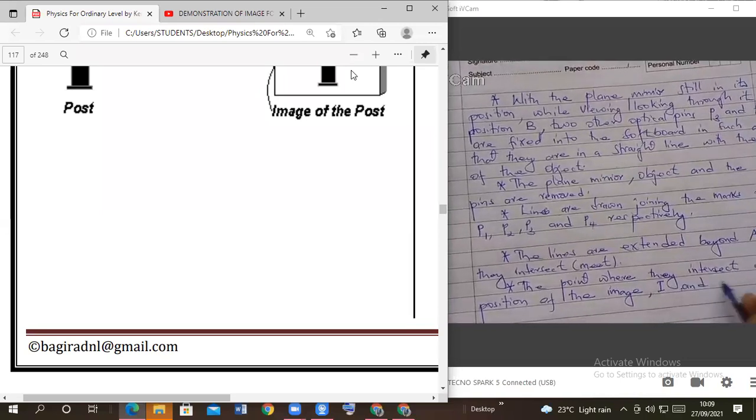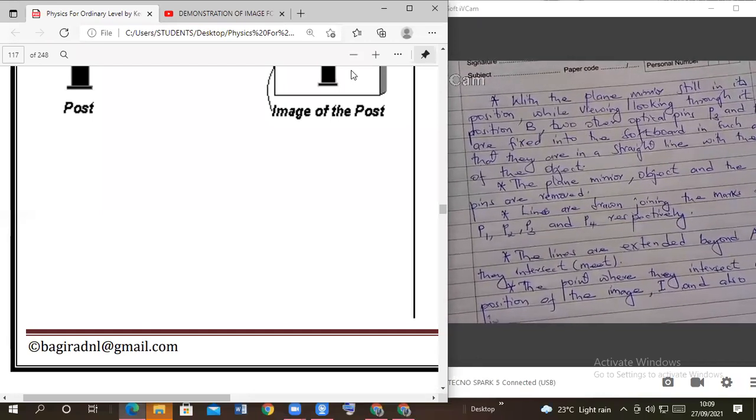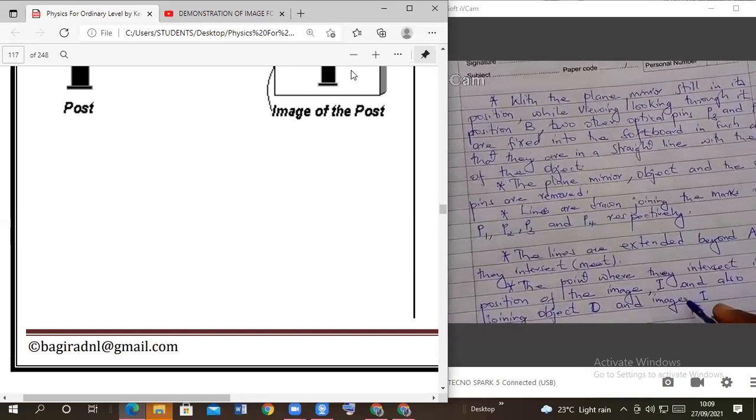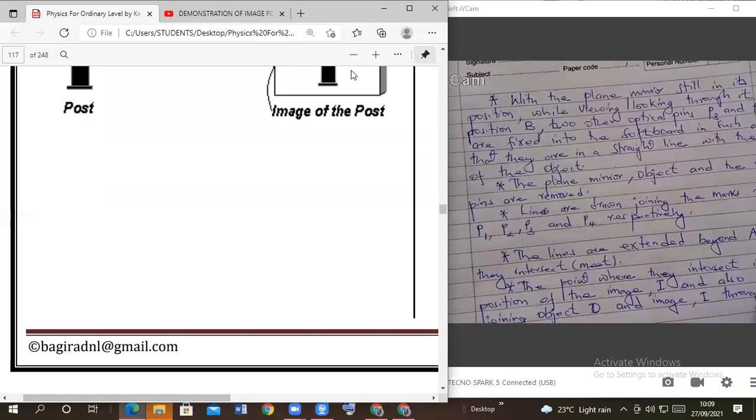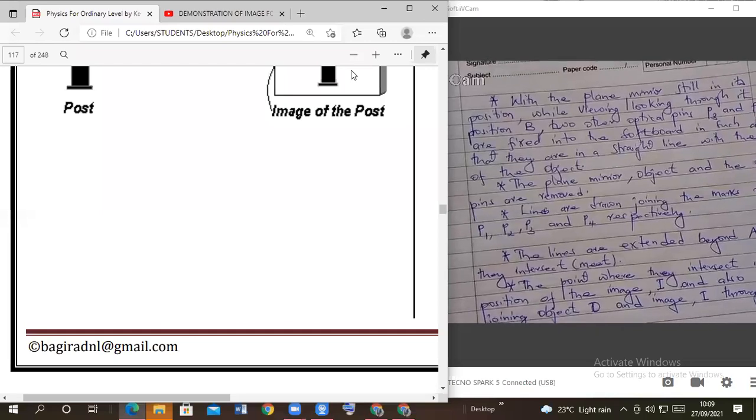And also, let's just join this one. And also a line joining object O and image I through N is drawn.